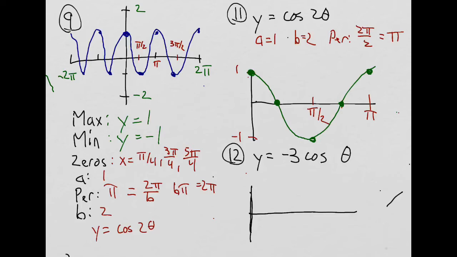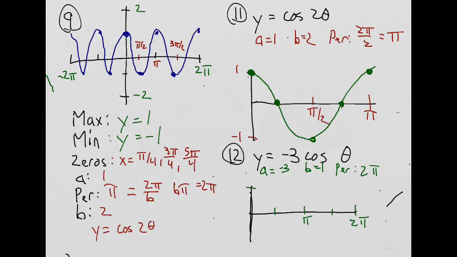Okay? All right, let's take a look at number 12. Similar idea. Okay, A is negative 3. That means our amplitude is going to be 3, but it's going to be flipped around. Okay. All right. What's my period? B is 1, which means I have kind of the standard period of 2 pi. Okay. So that's going to be 2 pi. That's going to be pi. Tick and tick.